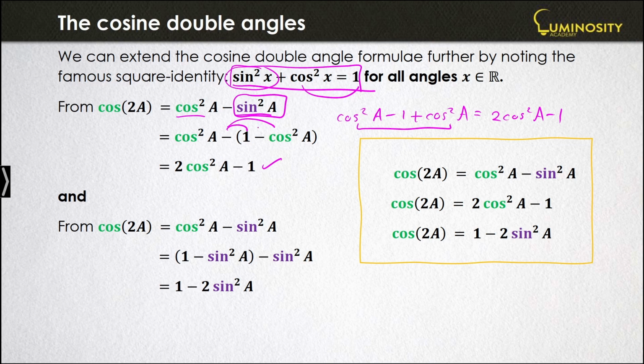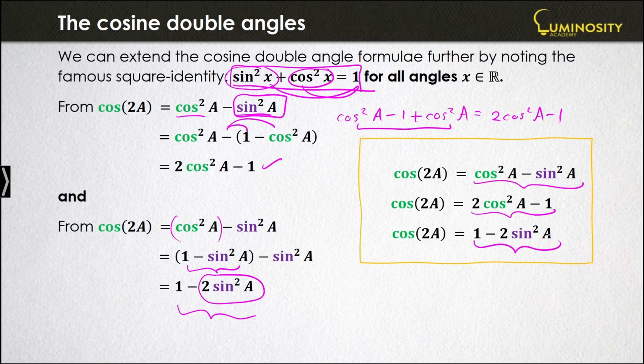Similarly, instead of replacing sine squared, I can replace cos squared. So if I get cos squared by itself here and subtract sine squared, that becomes 1 minus sine squared A. And then that becomes 1 minus sine squared A minus sine squared A. So there's two amounts of sine squared A that we are subtracting. And we are left with the third iteration of the cosine double angle identity. So cos 2 times an angle in its general form is cos squared A minus sine squared A. But that's also equivalent to 2 cos squared A minus 1. And that's also equivalent to 1 minus 2 sine squared A.